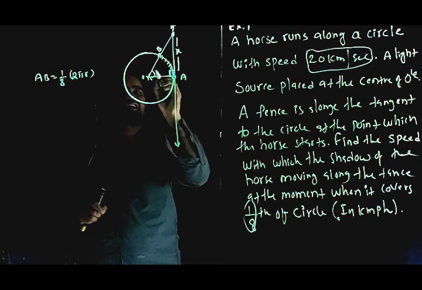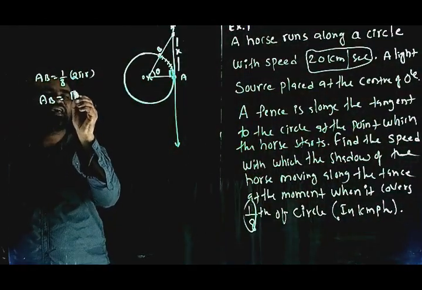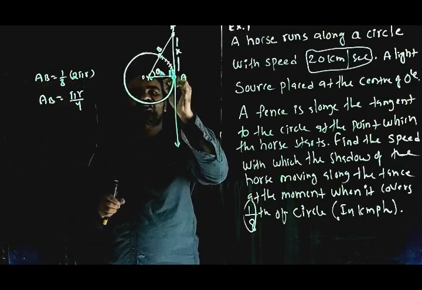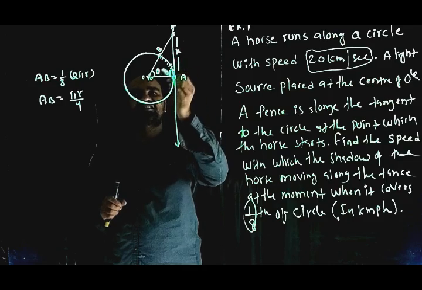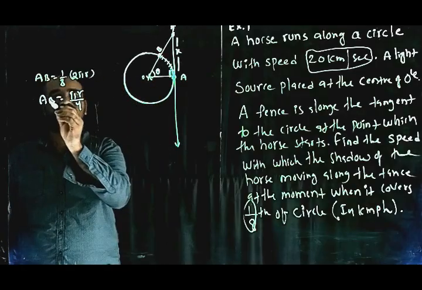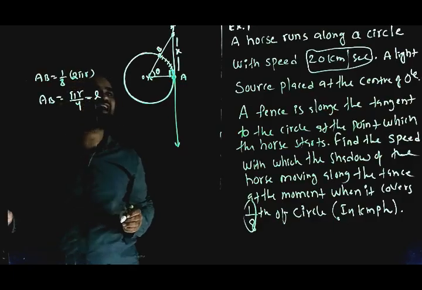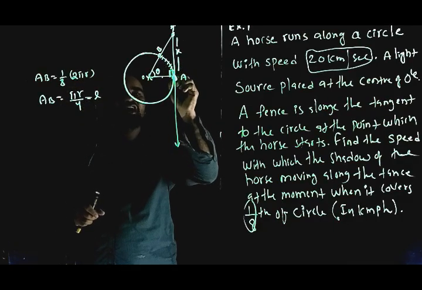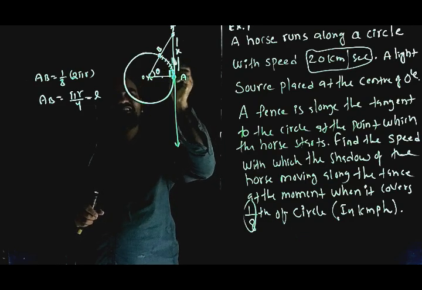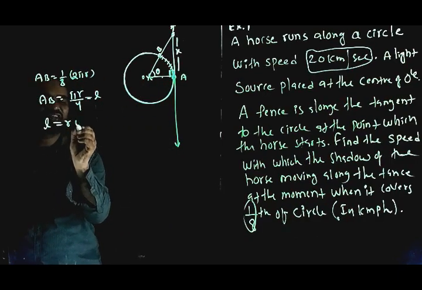Let this angle be theta. So AB is equal to pi r by 4. Now we want to find the relation between theta and x. Theta is not given directly, but indirectly it is given. Let AB be L, the length of the arc. Already you know the relationship between the length of the arc, the angle made by the arc at the center, and the radius of the circle: L equals r theta.